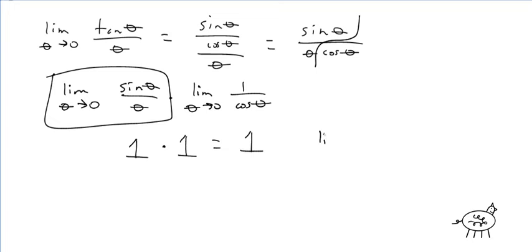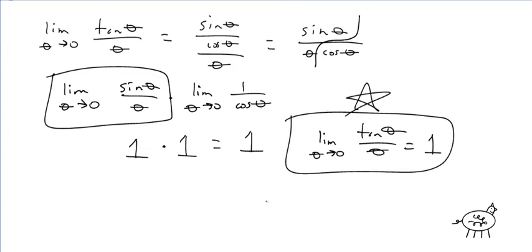Let me write this out. Limit as theta approaches 0 of tangent of theta over theta is equal to 1. Okay, another important one. So I'd put a couple stars by this one too. So we got 3 different theorems, our 3 different limits that I just showed.